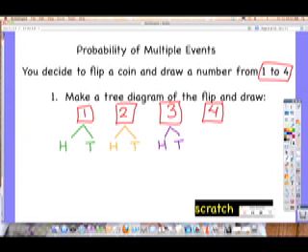Okay, how many total outcomes are there? Do we agree with 8? All right, let's write that underneath. So 8 total outcomes.